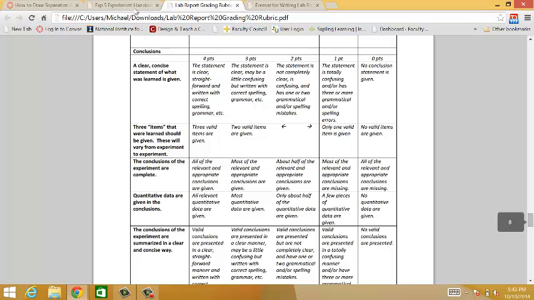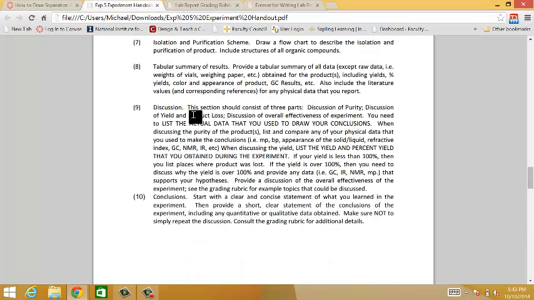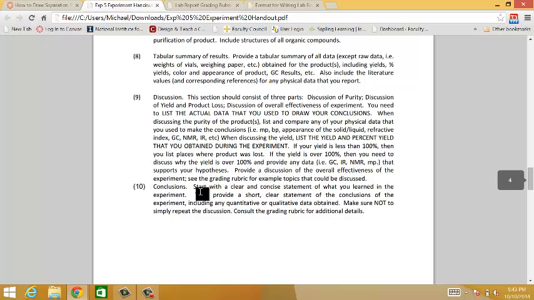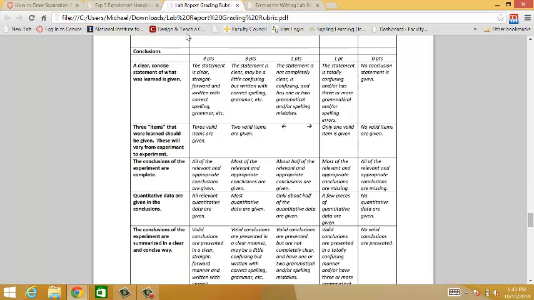Now, conclusions. As far as the conclusions go, we want to start with a clear and concise statement of what you learned in the experiment. So that's what I want to see. What did you learn in this experiment? What did you learn in the cloves experiment?